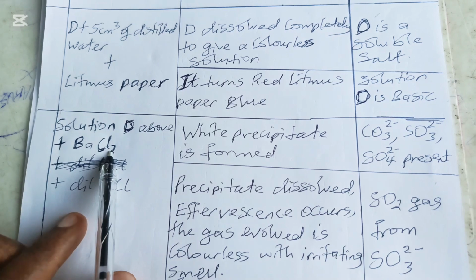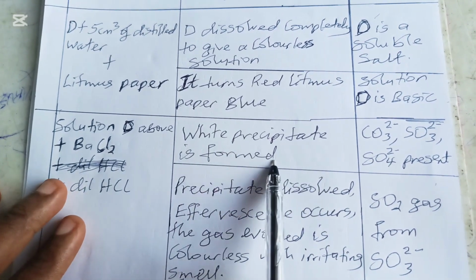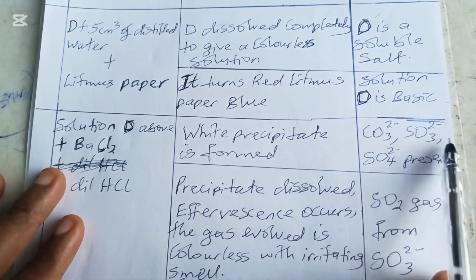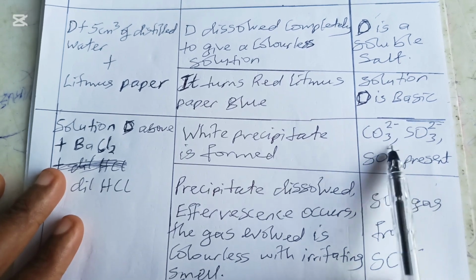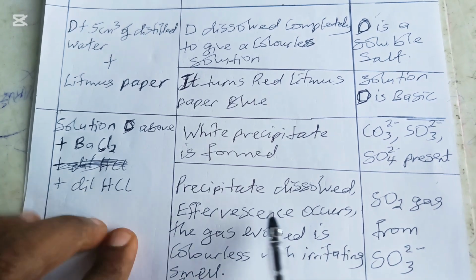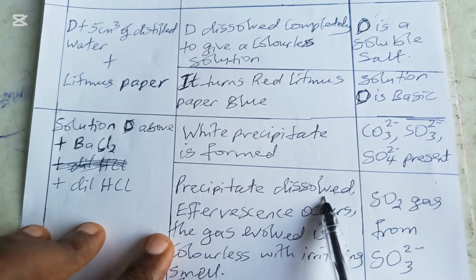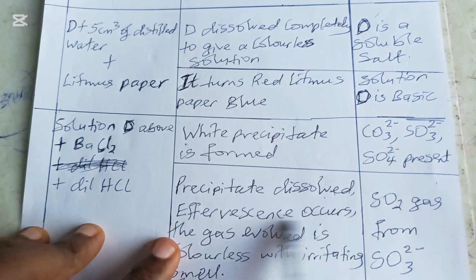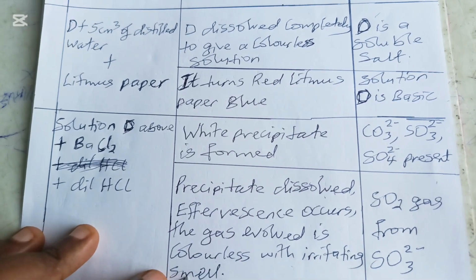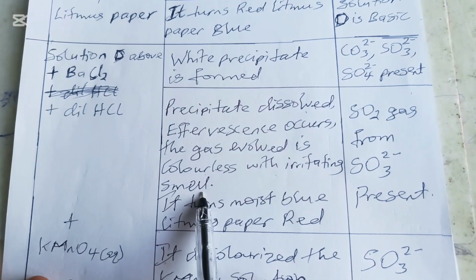Plus barium chloride. This will surely come. Barium chloride. White precipitate is formed. These are the 3 ions: CO3 2 minus, SO3 2 minus, SO4 2 minus present. There will be at least 2 marks here or 3 marks for the 3. Alright. Now, plus dilute HCl, what are we expecting, please? Precipitate dissolved, 1 mark. Effervescence occurs, another mark. The gas evolved is colorless with irritating smell, another mark, make it 3 marks here.